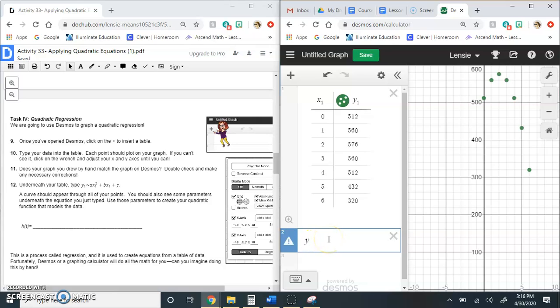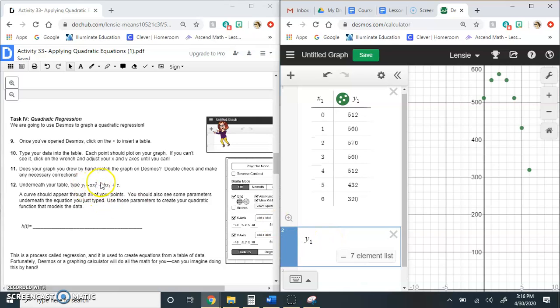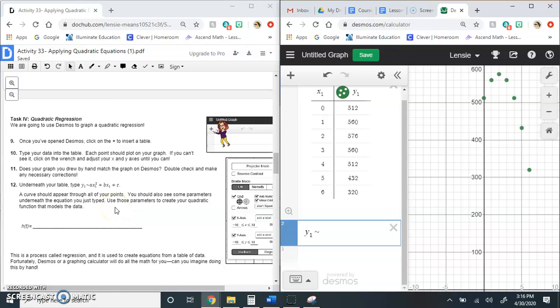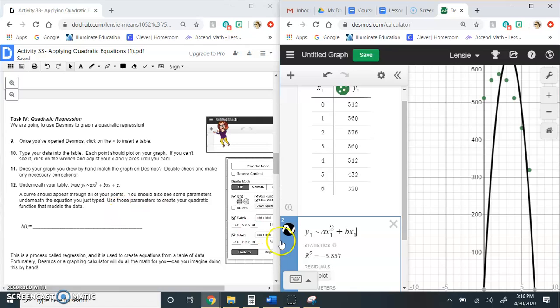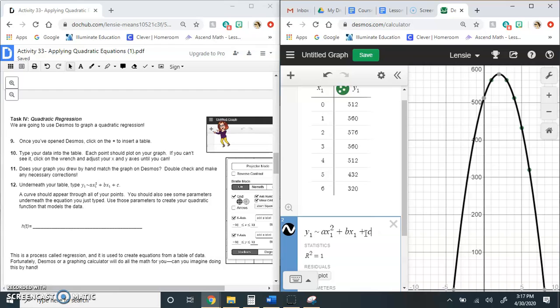Okay, so we're going to do Y1. I'm just typing in what it tells me to type right here. This little squiggle is up above your tab key. And then a x1 squared plus b x1 plus c. The reason why I'm doing these ones is because I'm basically telling it, pull this data. Here's my x1 and my y1, so I want it to pull this data. So that's why I'm putting those subscripts on there, so it knows what x and what y I'm referring to, and that's these up here.